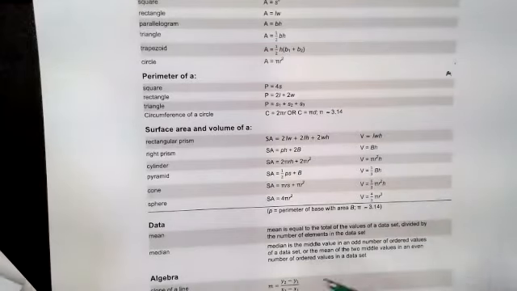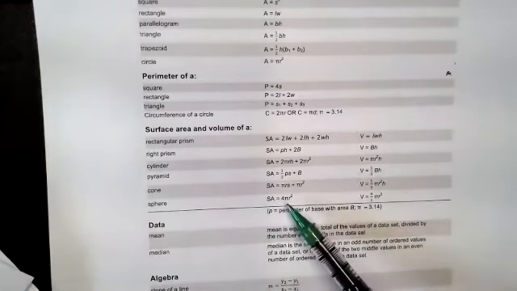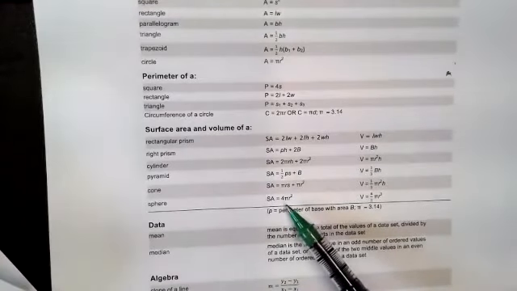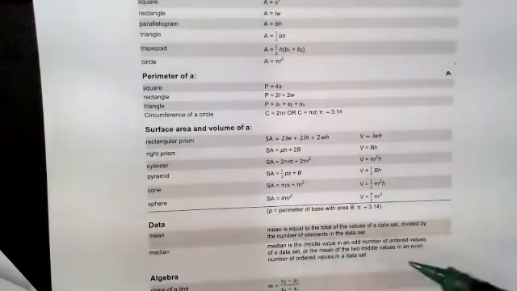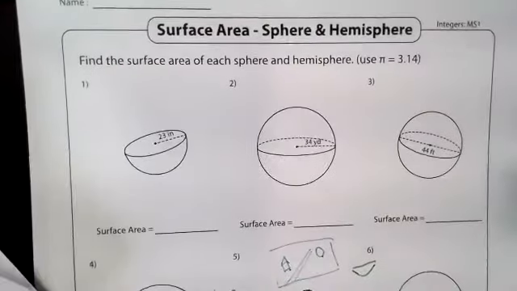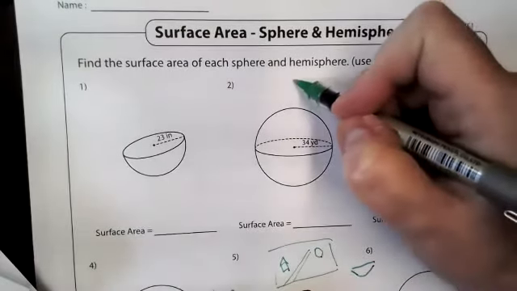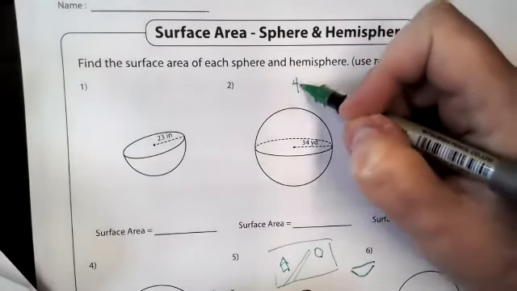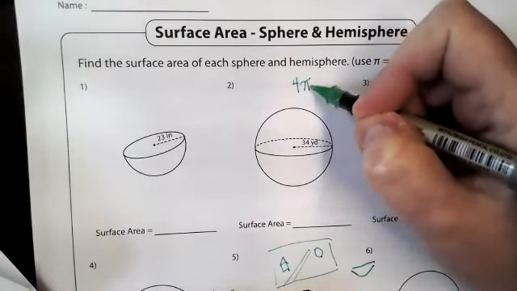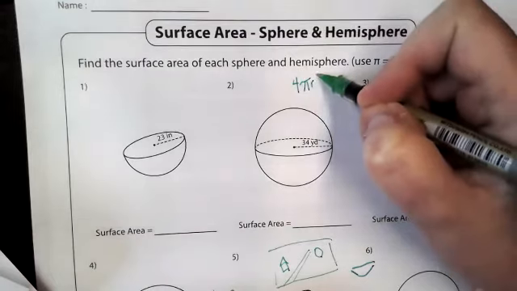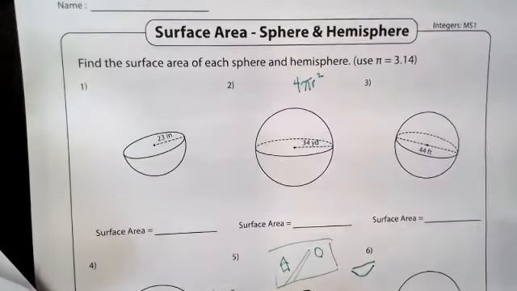I'm going to start with a sphere. And the surface area of a sphere is 4 times pi times radius squared. So we look at a sphere. A sphere is a ball. And the formula again is 4 times pi times radius squared.